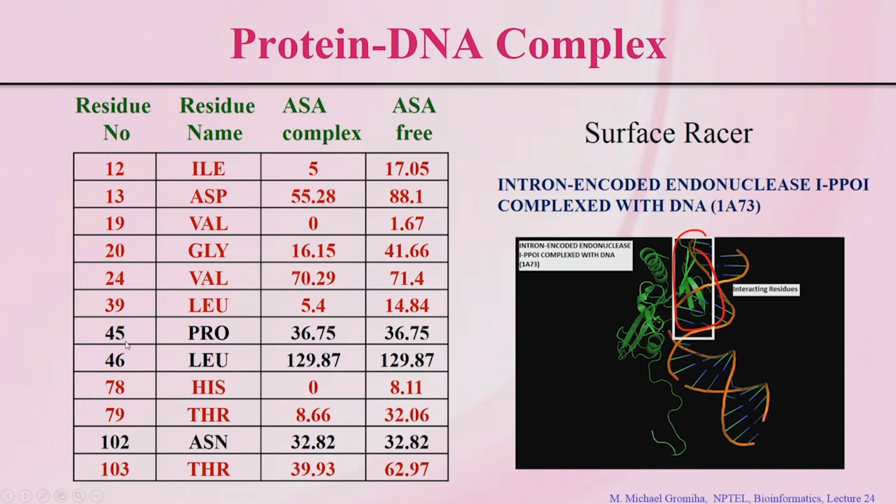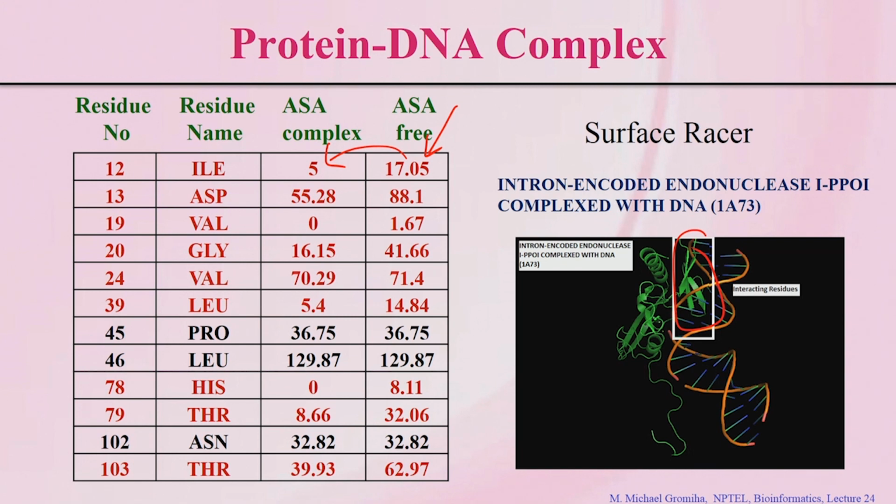So, in the case of proline 45, is there any difference? No difference. Leucine 46, no difference. But on the other hand, if you see other residues like isoleucine 12, aspartic acid 13, valine 20, glycine 19, this is the unbound form. When we make the complex, you can see the difference. Then if this is the difference, we can see that these residues are interacting in the complex.